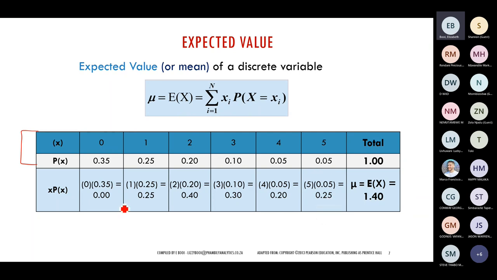And we just add all of these values together. 0.00 plus 0.25 plus 0.40 plus 0.30 plus 0.20 plus 0.25 gives us the expected mean of 1.40. And that's how you calculate the expected mean of a discrete variable.